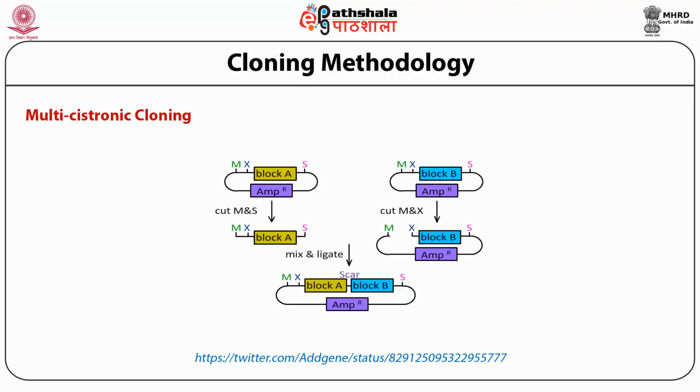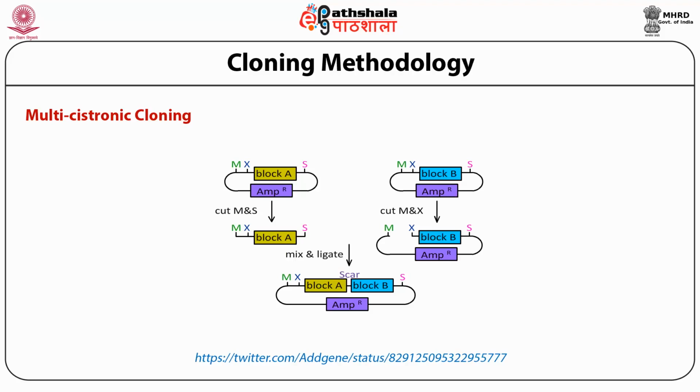In this, you see 2 different plasmids, representing gene of interest A as block A on one side and gene B as block B on the other side, and there are 3 restriction enzyme sites represented here as M, X and S. If we want to clone block A next to block B, what we need to do is digest the very first vector with M and S, that is 2 restriction enzyme sites, and the second plasmid is digested with M and X. Now once we ligate it, we will have a small scar, but block A and block B will be cloned next to each other.